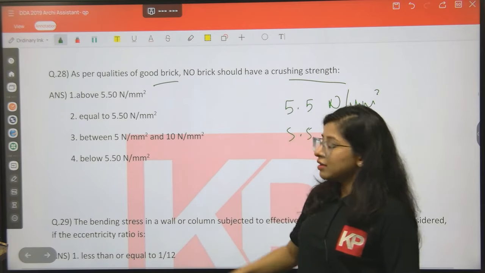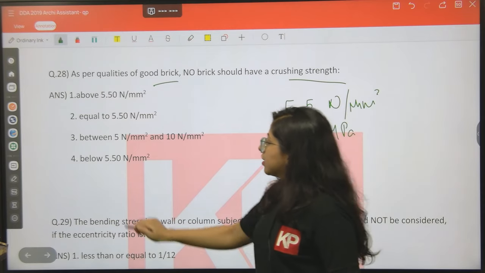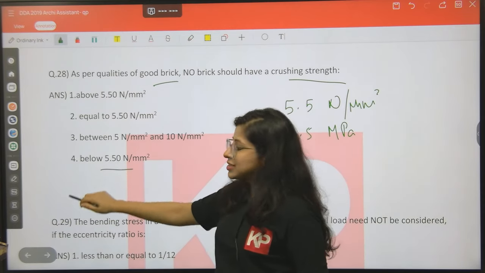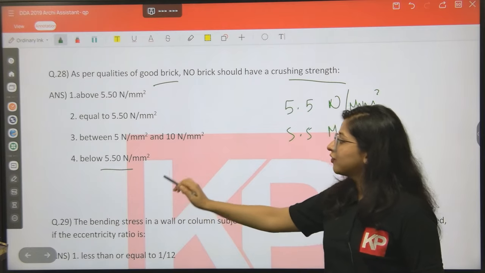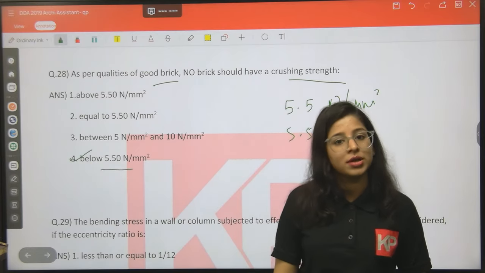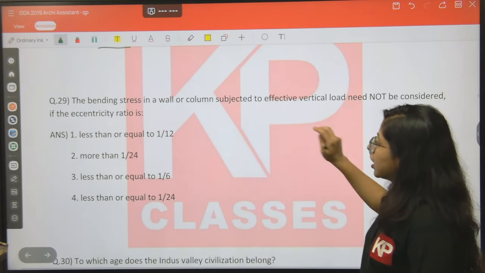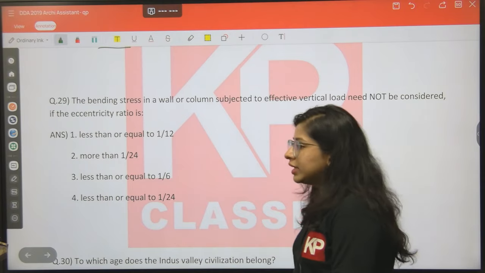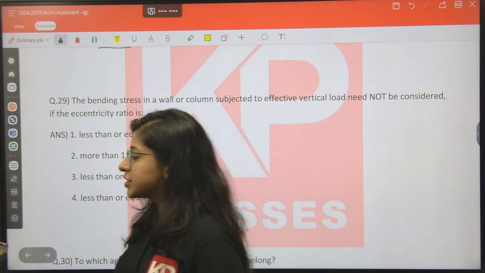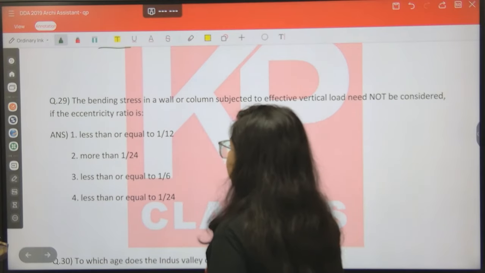5 to 10, even better, right? It is going up till 10, so it's obviously better. Below 5.5, yes. No brick should have crushing strength below 5.5 newton per mm square or megapascals. Okay, so the answer will be number 4. Okay, question number 29. Any doubts, any questions you have? Okay, I assume no. Fine, question number 29.